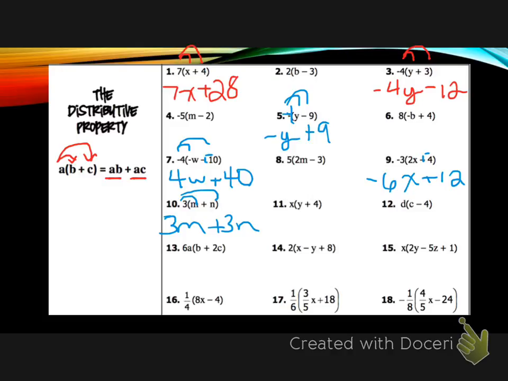But what happens if you have a variable outside the parentheses and you're multiplying it times another variable? Like number 12 here, we take d times c. Well, that's simply cd. Usually when we write our terms, we write them in alphabetical order. dc would technically be correct, but usually we'd write everything in alphabetical order. So cd. And then we have d times a negative 4, which is negative 4d.